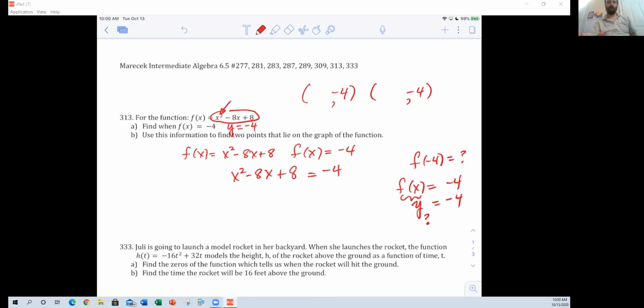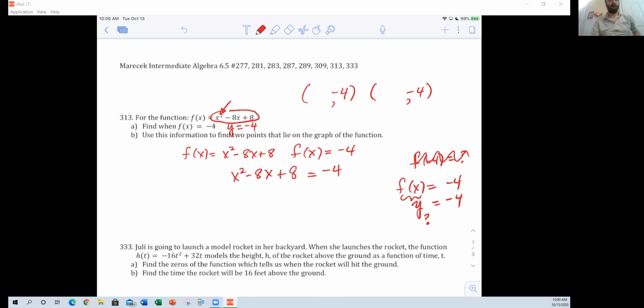Does that make sense? Oh, so what they're saying is that that entire function there of x squared minus 8x plus 8 would equal -4. That is exactly right. Okay, so you're not plugging it in. Right. The only time you plug it in is if they say find f of -4. That tells you to plug it in. But they're not asking you to do that.